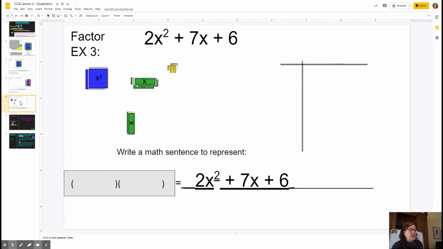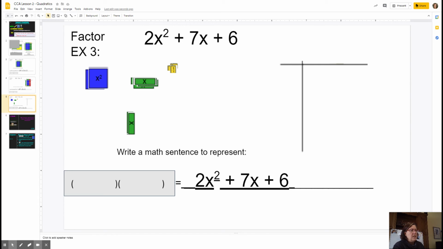All right, one last example. You're going to be asked to do this as well. You're going to be given a blank grid, and you're going to need to figure out what needs to go underneath and how they're going to be placed in order to make that rectangle like we saw in examples 1 and 2. So I've got a pile with 2x squareds, some 7x's, and some 6's right here.